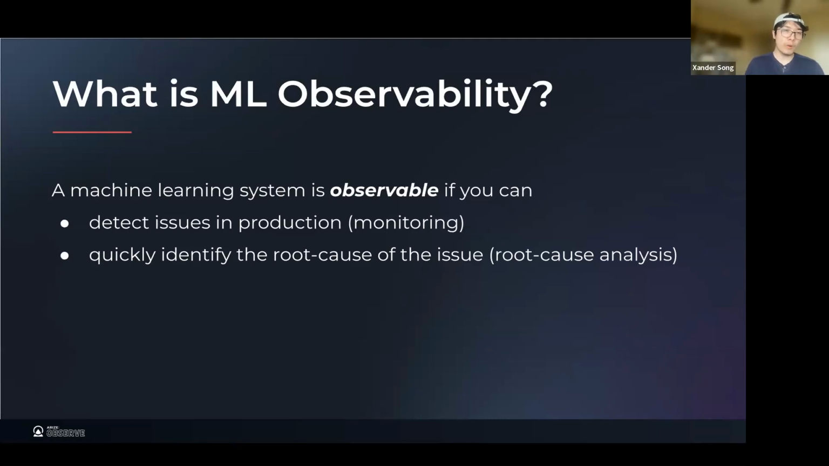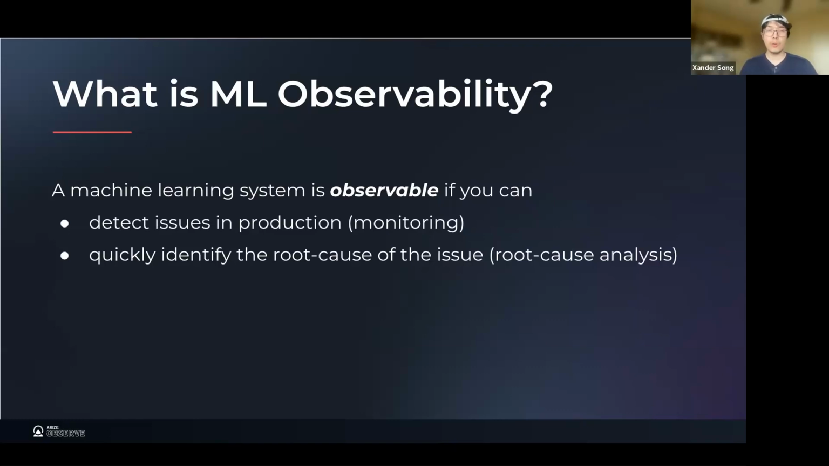What that means for monitoring is that you're able to detect issues when they happen in production. And what kind of issues are we talking about? We're talking about issues like data quality issues. So for example, if you are missing a feature in your pipeline by the time that you reach your model, the data is missing a feature. That would be an example of a data quality issue.